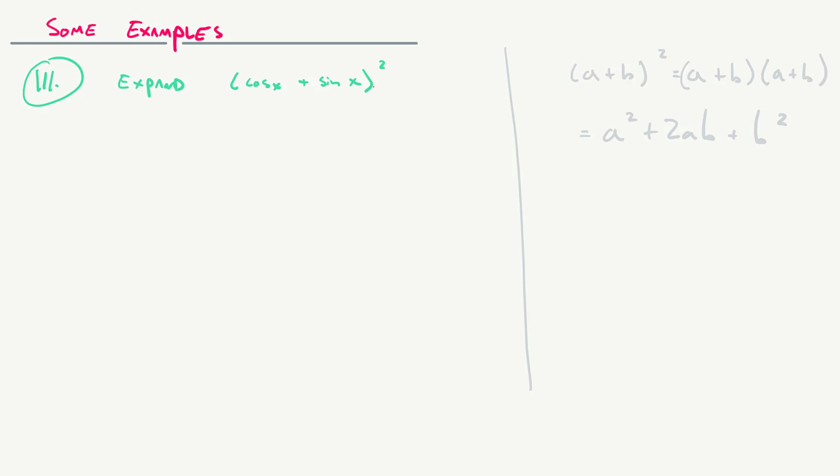Okay, so same thing applies over here. Cosine x plus sine of x quantity squared is cosine x plus sine x times cosine x plus sine x. So we're just going to use the box method just like the other time. And we get this: cosine squared x plus 2 cosine x sine x plus sine squared of x.